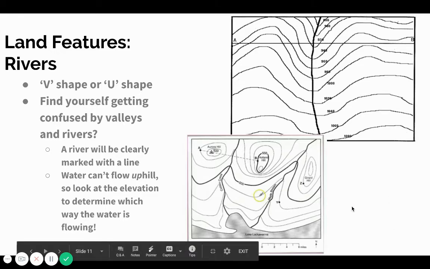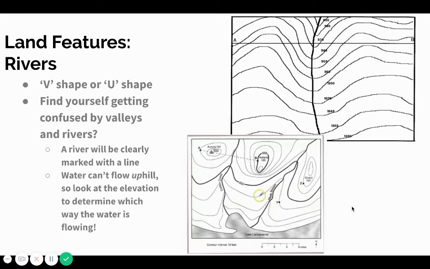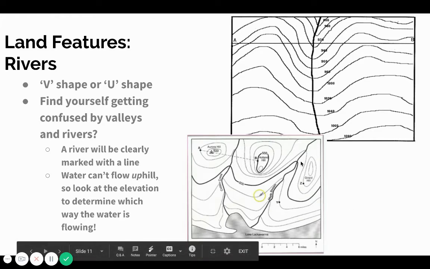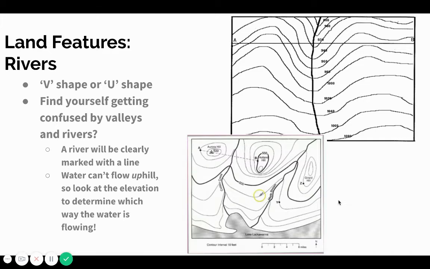Now, when a question asks you which way a river is flowing based off of a topo map, don't get tricked. It's super easy to get visually confused here. Like it looks like this river is flowing this way. It looks like the river is flowing this way. But that is not the case. We've got to pay attention to the elevation on our contour lines, guys. Can water flow uphill? No, it always flows from a higher elevation to a lower elevation.